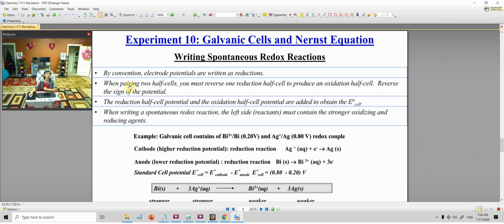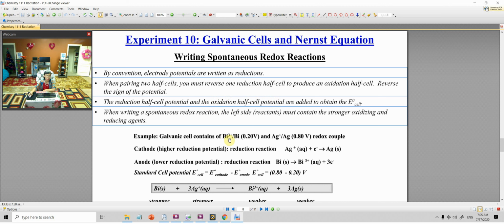And then, given two half cells, you have one half cell and another half cell. You compare them, and you are going to reverse the one that is on the anode side. So you have the reduction half cell potential and the oxidation half cell potential, and you can add them together. I personally don't like this reverse. I simply use E cell equals E cathode minus E anode.